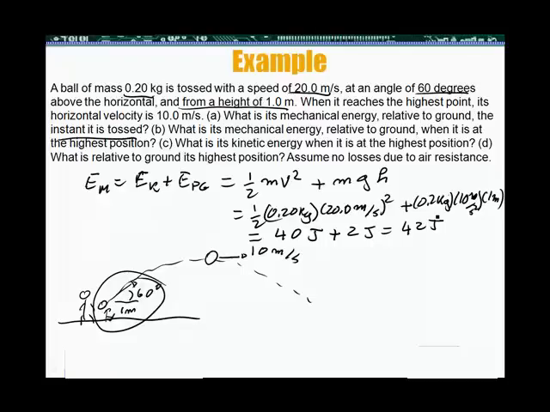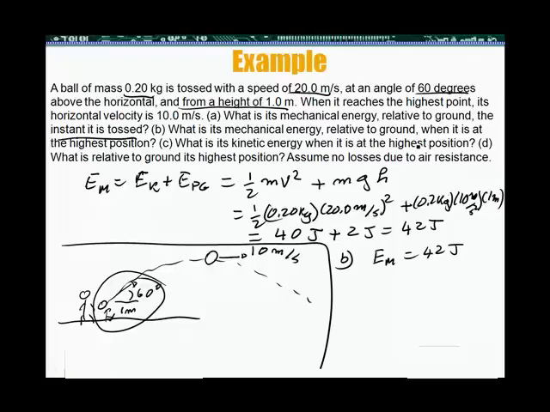Now, the next question is, what is the mechanical energy when it is at the topmost position, at the highest position? Now, since we have no losses due to air resistance, the mechanical energy is going to still be 42 joules. That's conservation of mechanical energy. Then the question is, what is its kinetic energy when it is at the highest position?